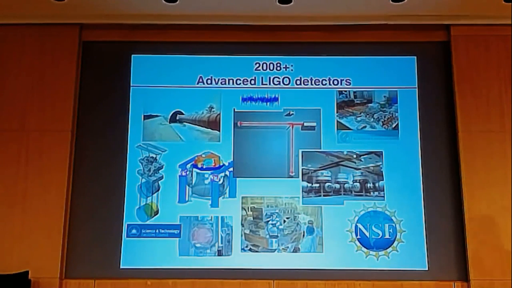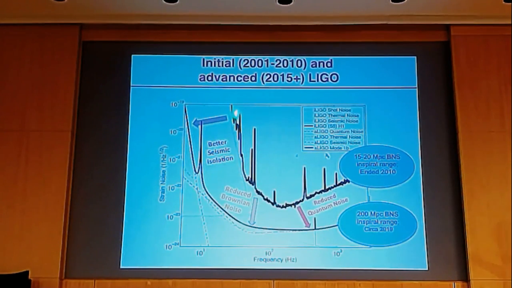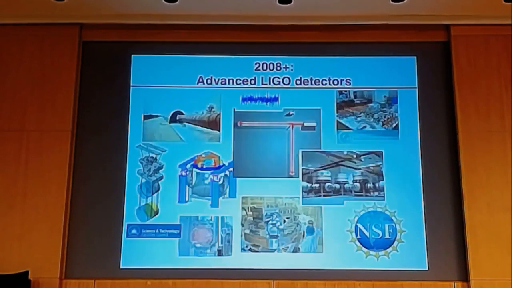You also see in that plot that there are lots of lines. We have lots of lines in the spectrum. There are lines from 60 hertz power lines, from the violin modes of the fibers of our pendulums, from vibration lines, and many others that we don't know where they come from.